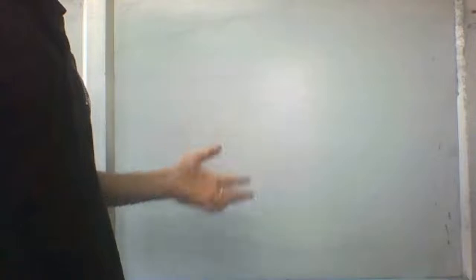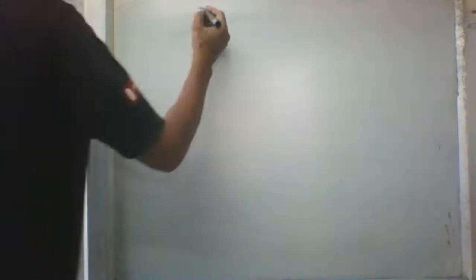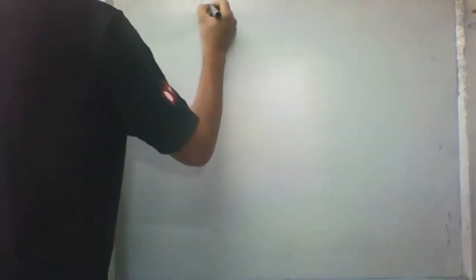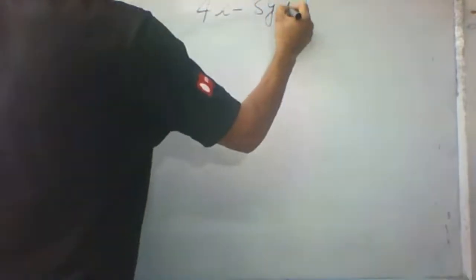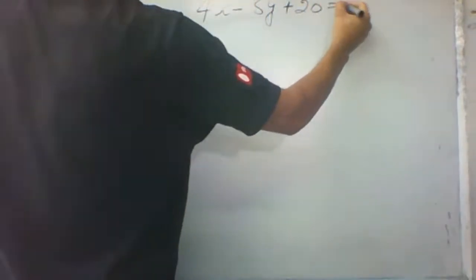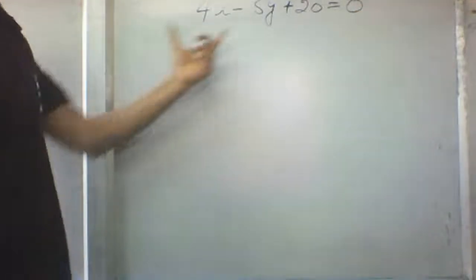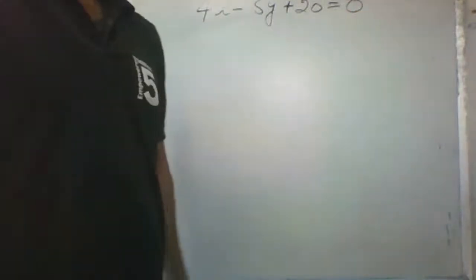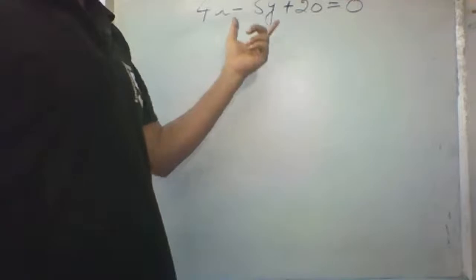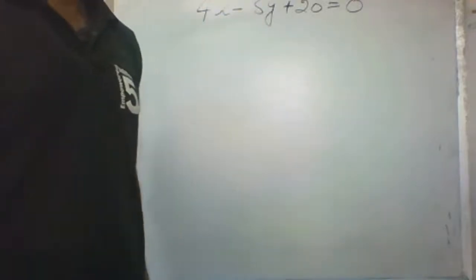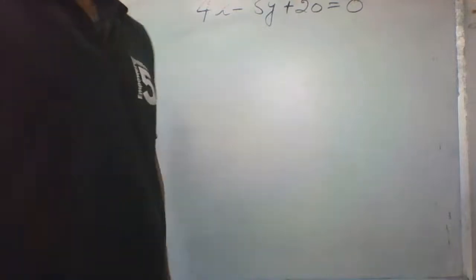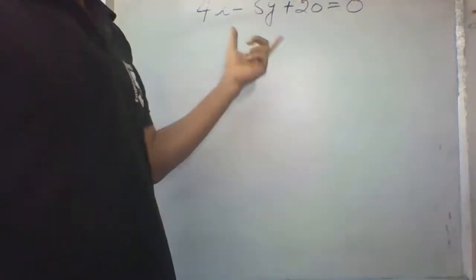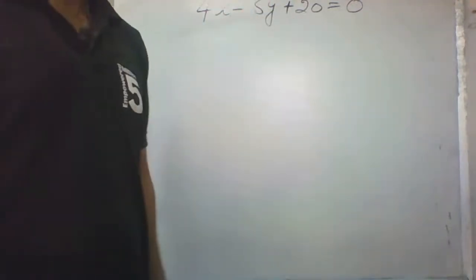Suppose here is an equation: 4x minus 5y plus 20 is equal to 0. This is a linear equation, and x and y are its two variables.